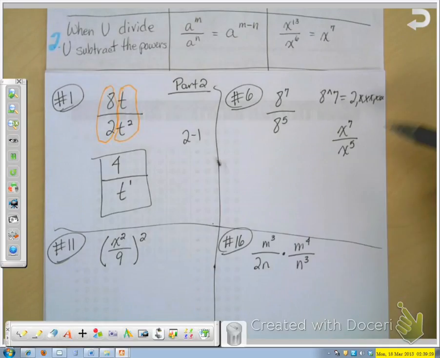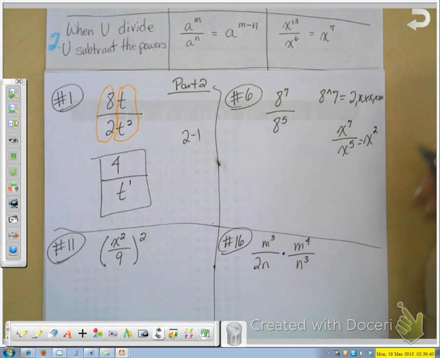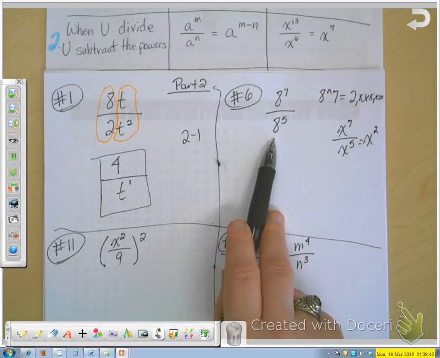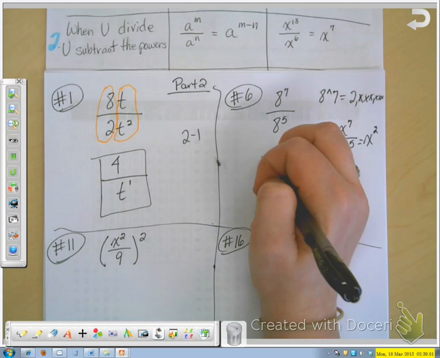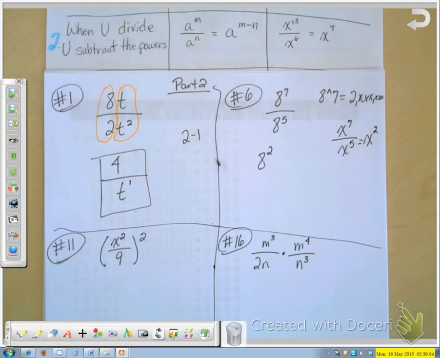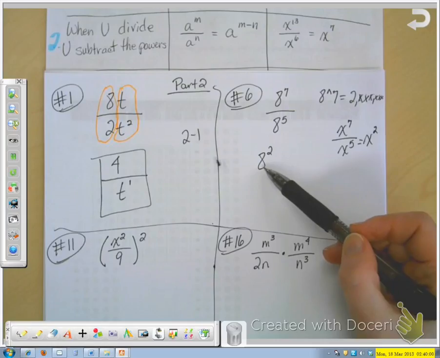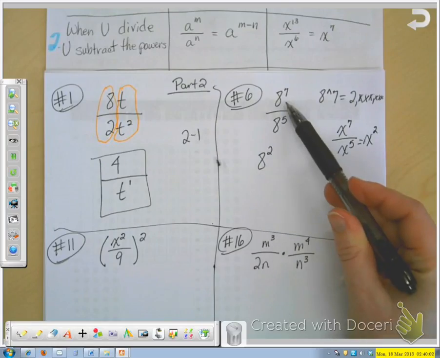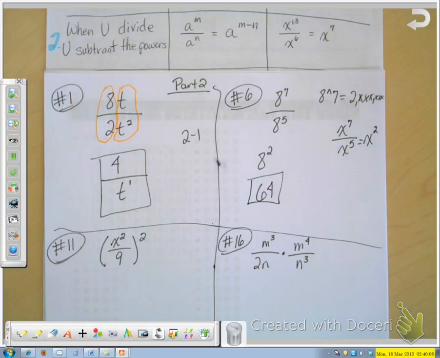If I had x to the 7th over x to the 5th, I have a 7 on top, 5 on the bottom. 7 wins the tug of war. Well, how much does he win the tug of war by? 2. And the 2 goes on top because the 7 was on top. So let's apply the same principle here. I have 8 to the 7 on top, 8 to the 5th on the bottom. Tug of war between the 7 and the 5 is 2. The 8 squared, because 2 is now the exponent for the 8, goes on the top because the 8 to the 7th was on the top. Well, 8 squared is easy. That's just 64. So my answer is 64.